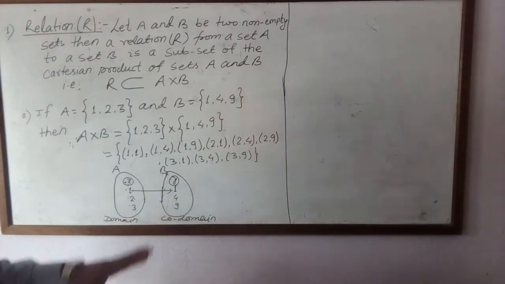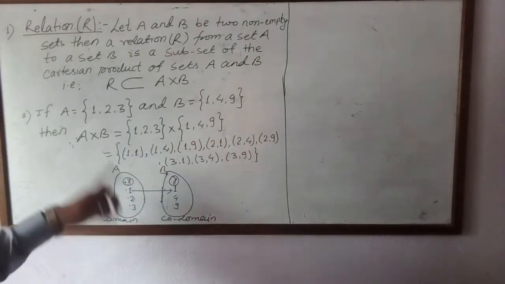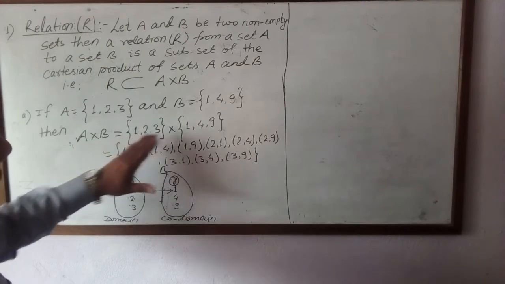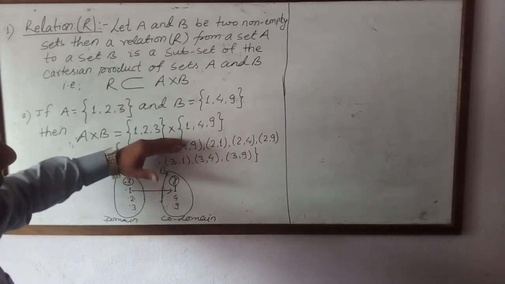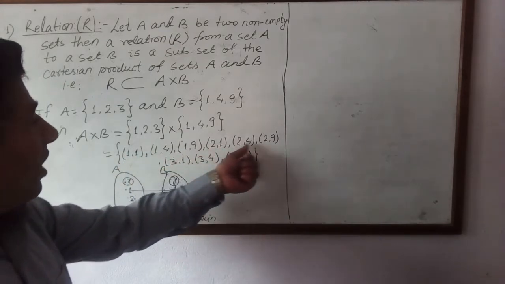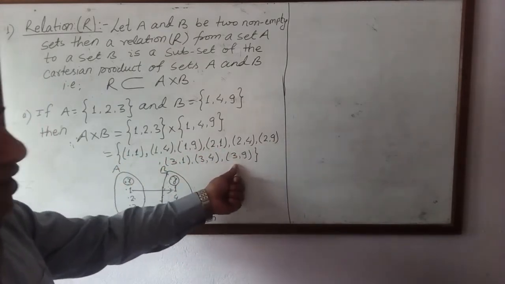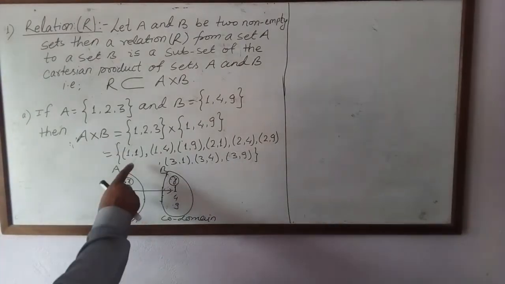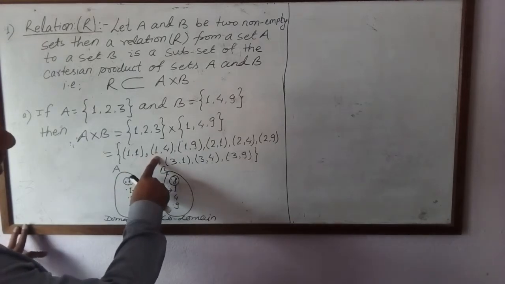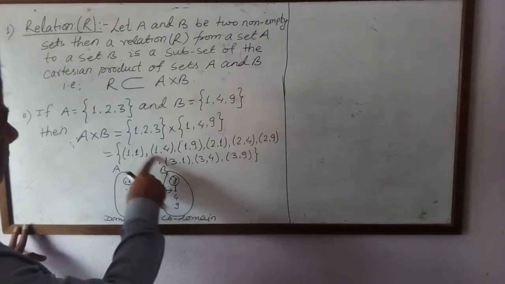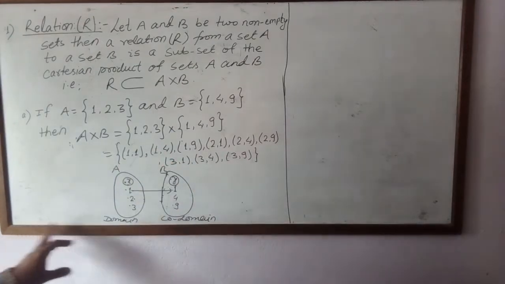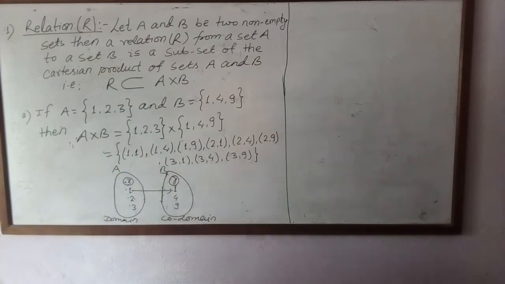In this way, first of all we have to find A cross B. I have taken one example of A and B and found A cross B. Now this is 1, 2, 3, 4, 5, 6, 7, 8, 9: nine ordered pairs. In this A cross B, (1, 1) is one element, (1, 4) is another ordered pair. This is also an element of set A cross B, which itself is a set.